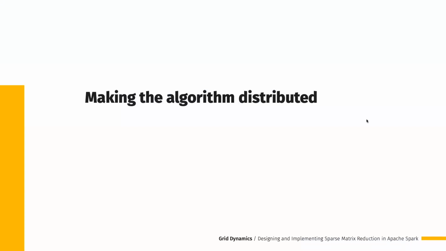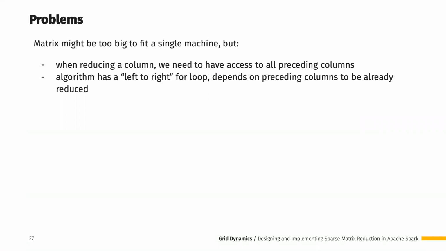So now be prepared, because this is actually the hardest part of this talk. So we are going to make this simple algorithm distributed. The matrix might be too big to fit in a single machine, but the algorithm that I presented is pretty limited. I mean, when we are reducing a column, we first of all need access to all preceding columns, right? So this makes it a poor candidate for a distributed algorithm. And the second thing is that this algorithm has a left to right for loop, which means that it depends on preceding columns to be already reduced. Okay, what to do with that?